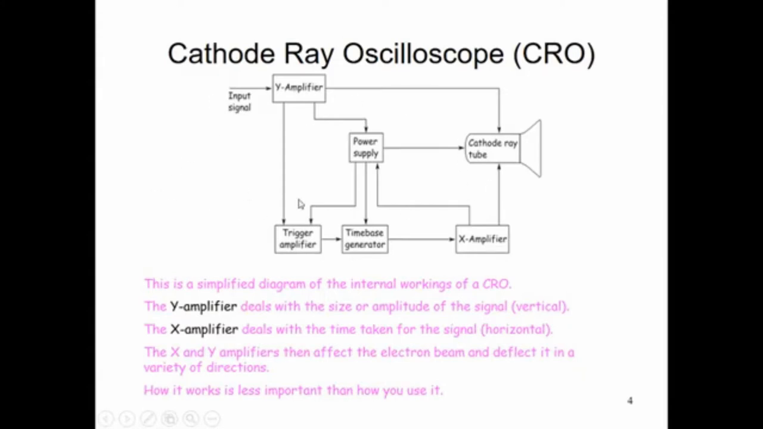Now, we're not going into the details of how this instrument itself operates. We're just going to introduce it to you and show you how you can identify different knobs and buttons and switches and how you can use them. This is a simplified diagram of the internal workings of a CRO. The Y amplifier deals with the size or amplitude of the signal, the vertical part. The X amplifier deals with the time taken for the signal, or the horizontal part of the signal. The X and Y amplifiers then deflect it in a variety of directions, which will enable you to see the waveform. How it works is less important than how you use it.